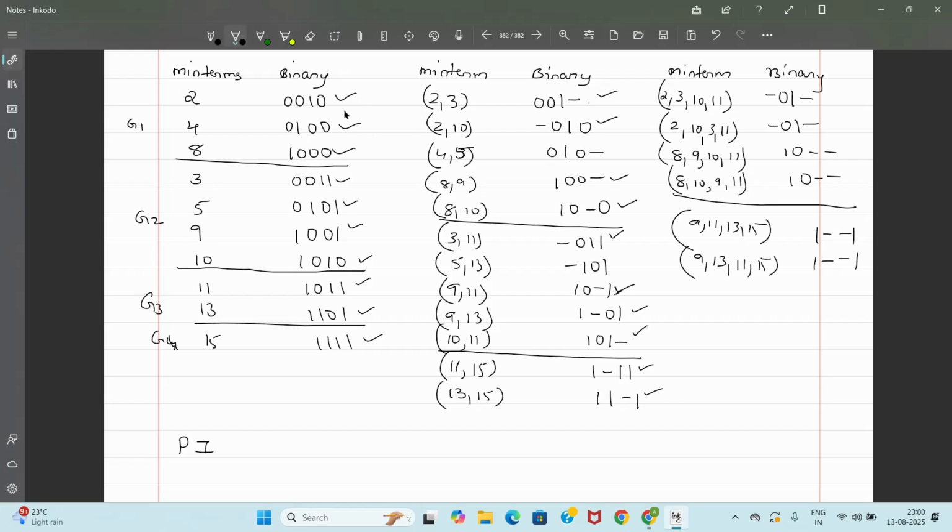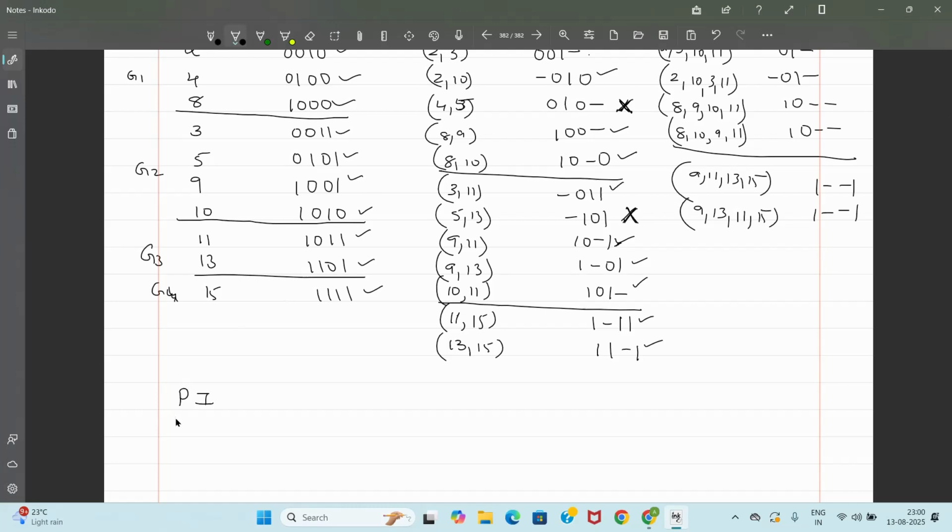Starting from the first column, look for the values which were not used. If all are used, forget about it. Coming to the second column, you have one unused value here, then another one here. So make a note of both of them. First one is 4, 5, and they've given A, B, C, D. So the expression for this will be A bar, B, C bar. Second value which is not covered is 5, 13, and its expression will be B, C bar, D.